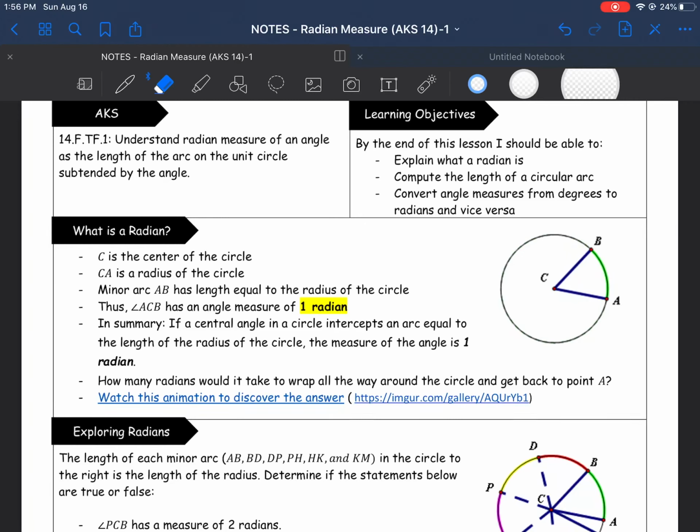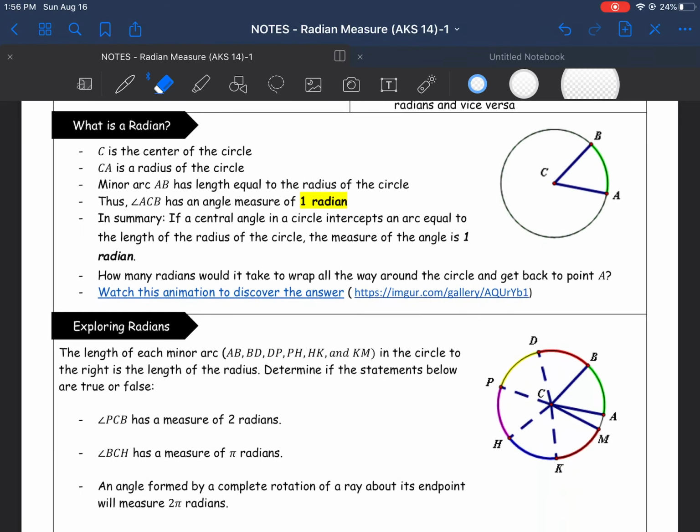In today's video, we're going to be exploring radian measures. By the end of this video, we should be able to explain what a radian is, compute the length of a circular arc, and convert angle measures from degrees to radians and vice versa. Let's go ahead and get started.